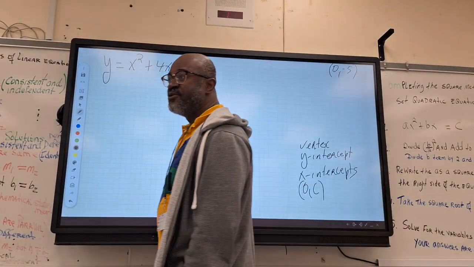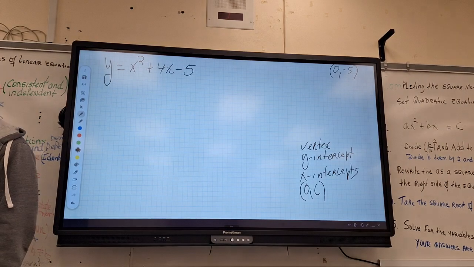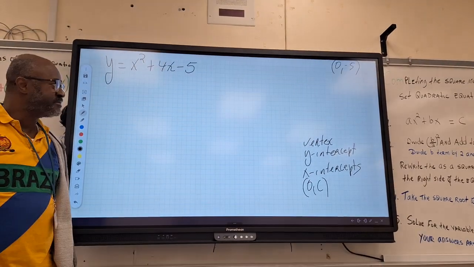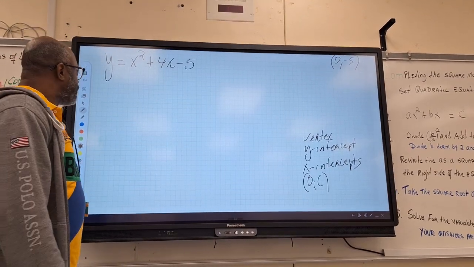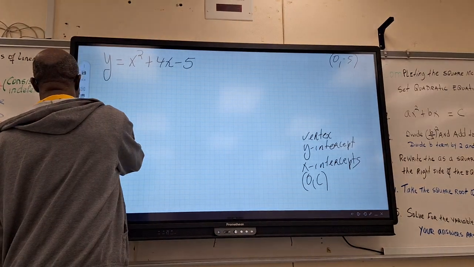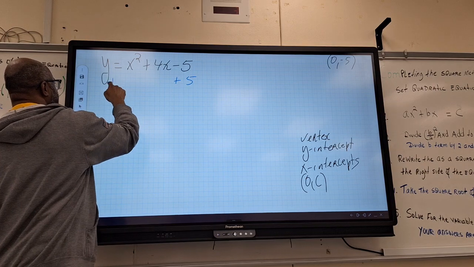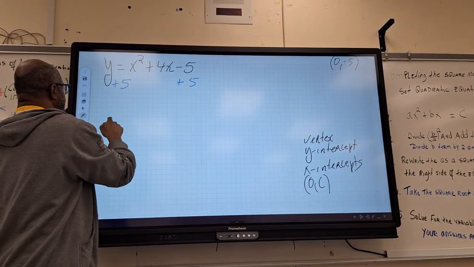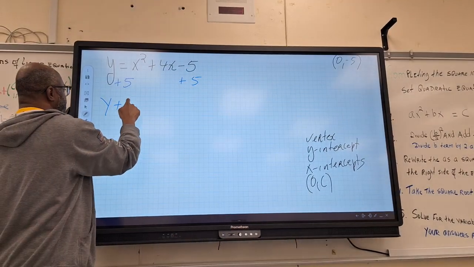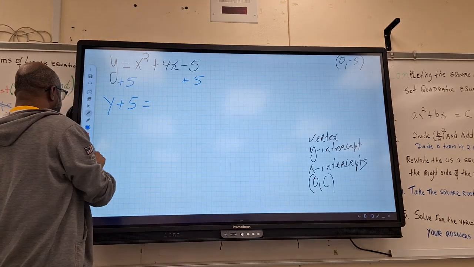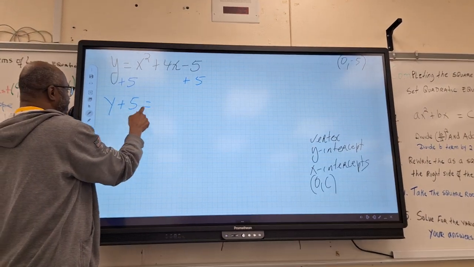You have options. You can use the quadratic formula, or you can use completing the square. Which one are you using? Completing the square. So we need to shift the 5 to the other side. We add 5 on each side. We're using completing the square to get vertex form, killing 2 birds with 1 stone.